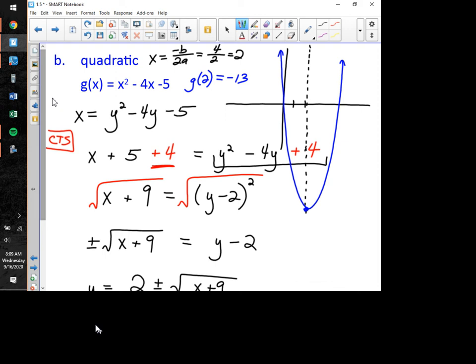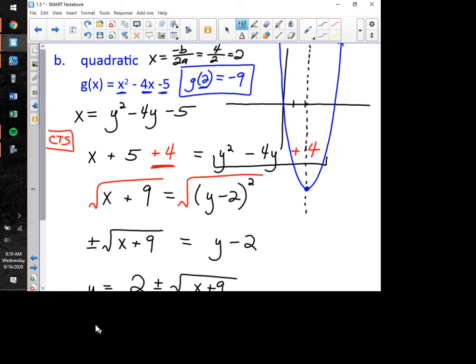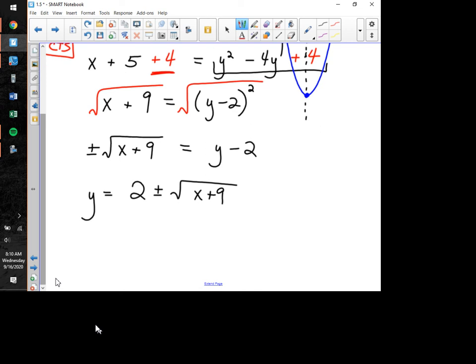I just realized I goofed something up here, guys. When I went to find G of 2, I wonder if you guys noticed this, that was a 4 and a minus 8 was a negative 4. The negative 4 minus 5 was going to give me a negative 9, not a negative 13, Mr. Fontana. So maybe I should shift this graph up just a little bit. I don't think that's going to change too much there, but that's our vertex. Sorry about that, guys.